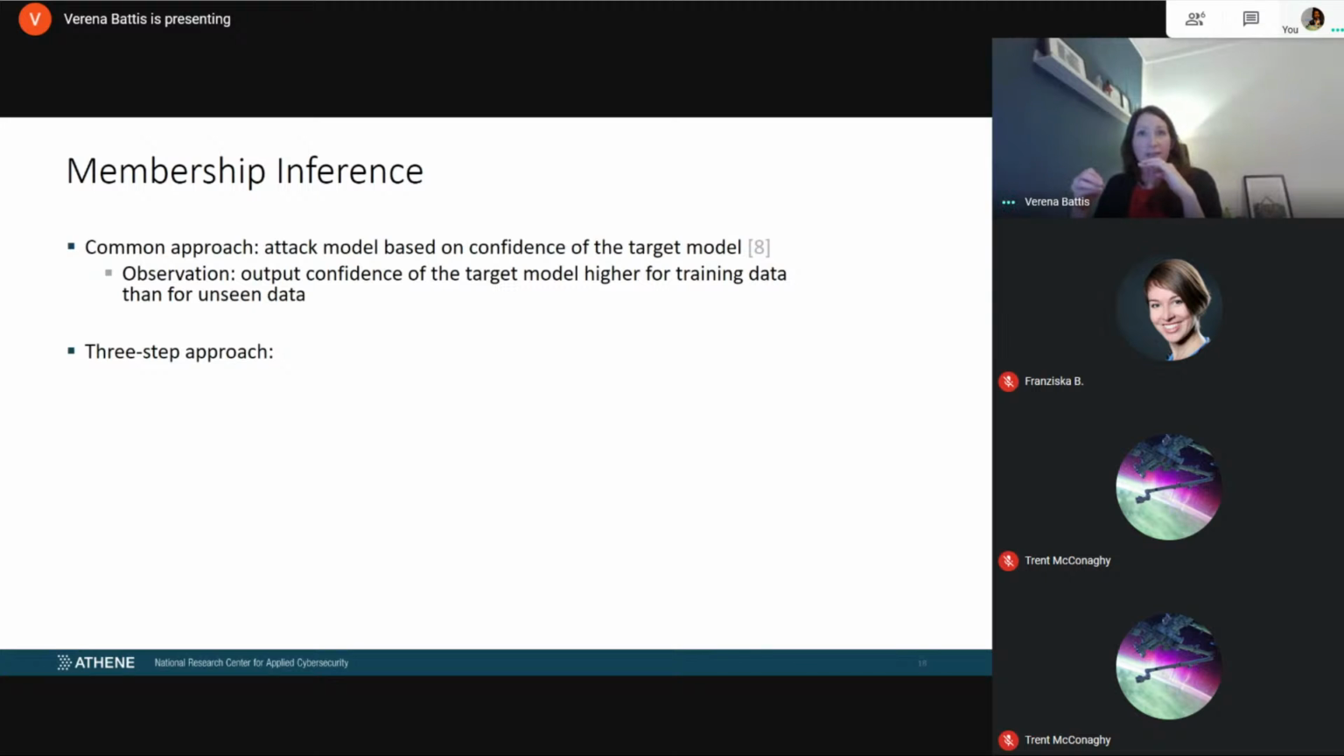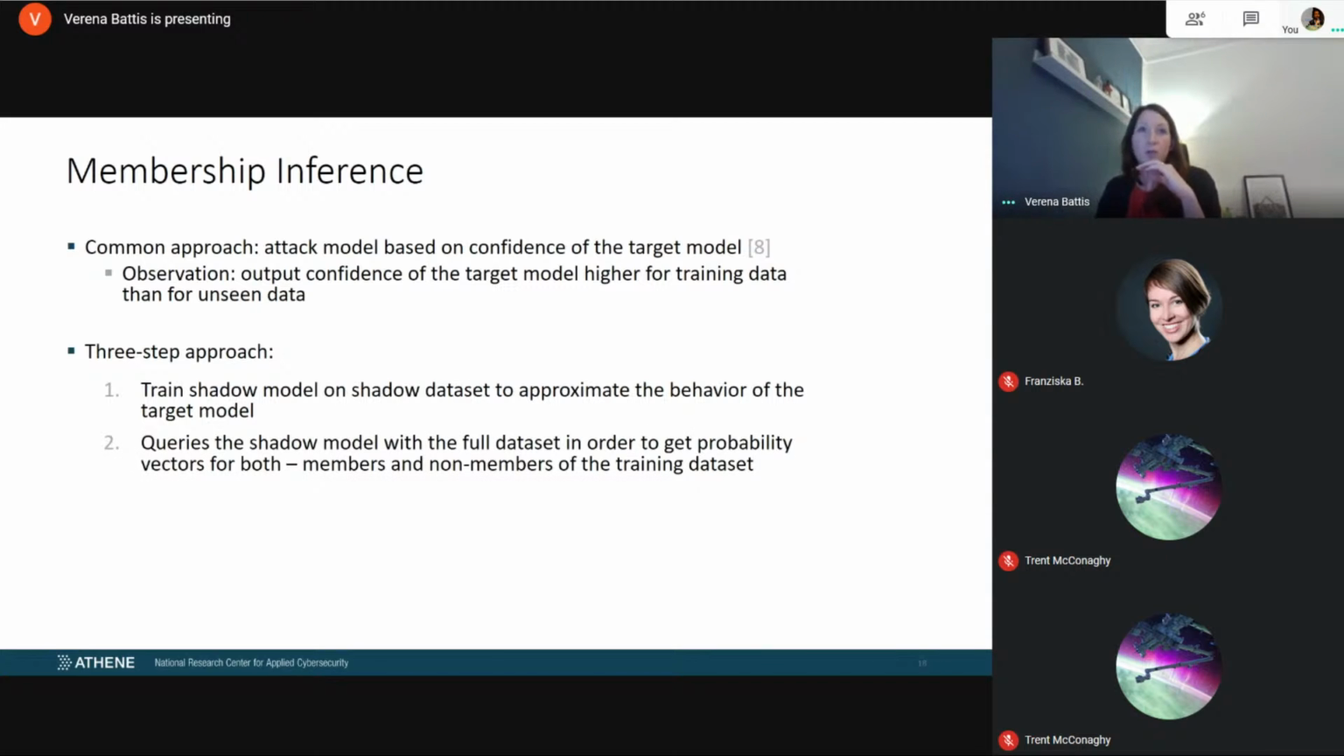The attacker has a separate data set, which is called a shadow data set, and it's important to split this data set in half. In the first step, the attacker trains a shadow model on the first half of the shadow data set to approximate the behavior of the target model. Next, he queries the shadow model with the full data set, so with both splits, in order to get the probability vectors of both members and non-members, so data seen during training and not seen. And he assigns a binary label to the probability vector according to its membership status.